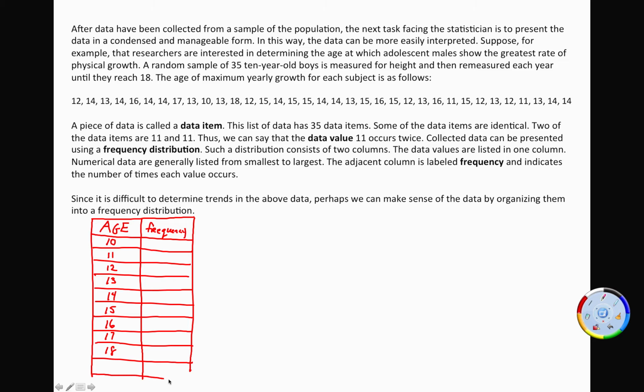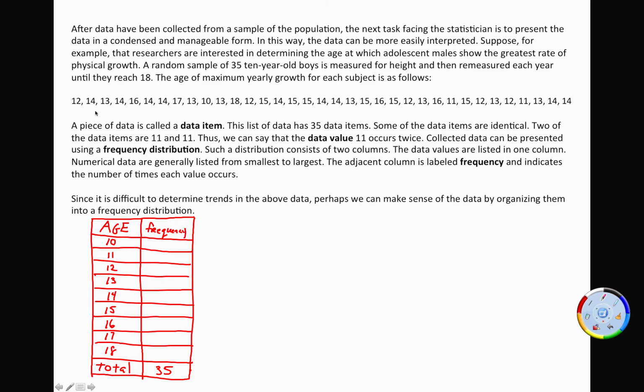And then my last one is the total. And this total right here better be 35, right? Because it tells me there's 35 boys in this sample. So here's a double check for me. These better add up to 35.